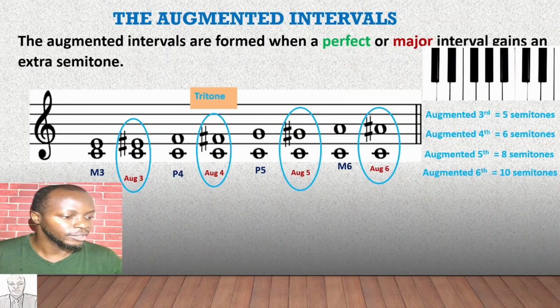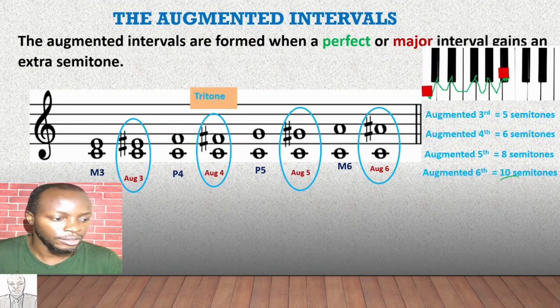Now the augmented sixth. That is from C to A sharp. Let's see the number of semitones between them: 1, 2, 3, 4, 5, 6, 7, 8, 9, and 10. So it has 10 semitones between C and A sharp, which is an augmented sixth.